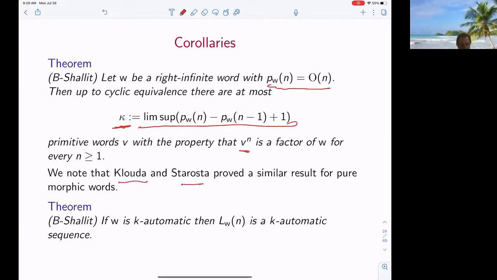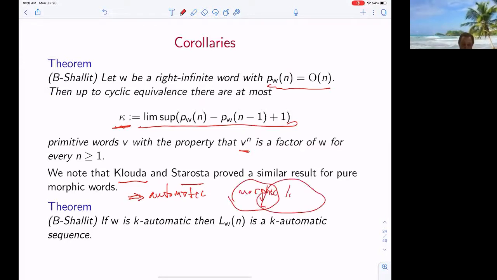And Jeff pointed out that these were sort of proved for pure morphic words, and apparently there's some preprint maybe that's coming out that will do this for morphic words by these authors. But in particular, this applies to automatic words. So the Kluda and Strofstra result is dealing with morphic words, and we're dealing with linear factor complexity, and there's some overlap in here. But their result doesn't cover our result. Our results don't cover their results.